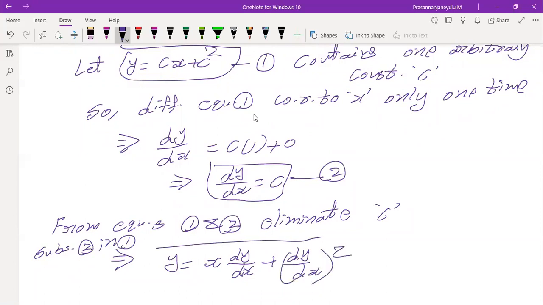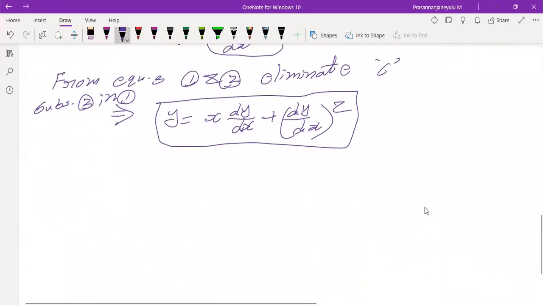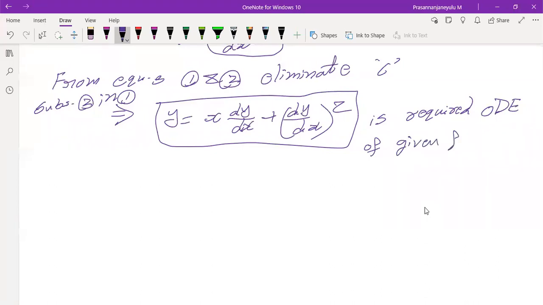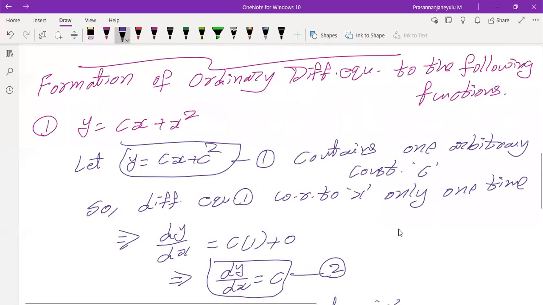So in this equation, do we have any arbitrary constant? Yes or no? No. This is the required ODE of the given function, or given curve equation, or in any manner we can say. Now tell me, what is the order of this differential equation? 1. What is the degree of this differential equation? 2.